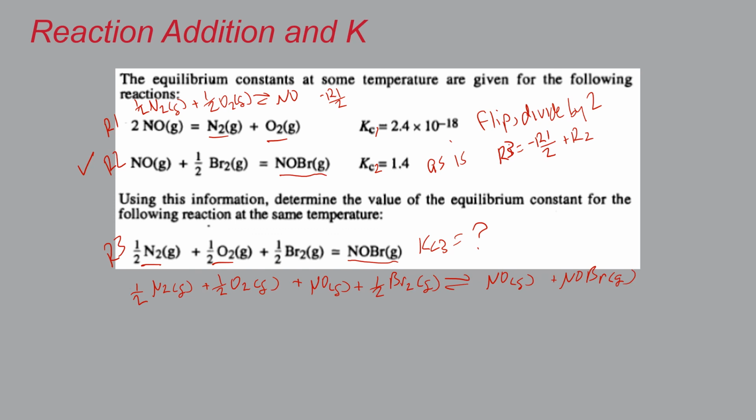And if we look for cancellation, which is basically the nitrogen monoxide, we do in fact get 1/2 N2 gas plus 1/2 of O2 gas plus 1/2 of bromine, also a gas, and that's going to give us 1 mole of NOBr, which is in fact R3, so our proposed manipulation worked.